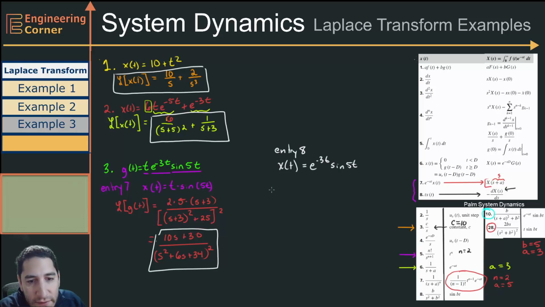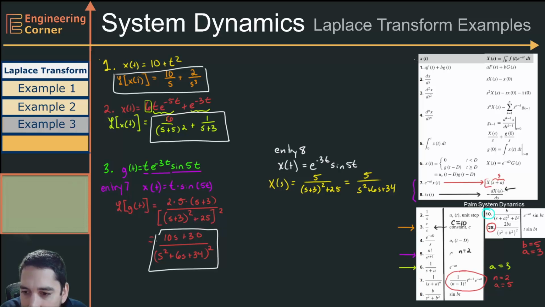So our Laplace transform, x of s, is going to be equal to b, which is 5, over s plus a squared, s plus 3 squared, plus b squared, which is 25. Does this look familiar? It's this right here. So when we clean this up, this is going to be 5 over s squared plus 6s plus 34. Now we have the Laplace transform of x.